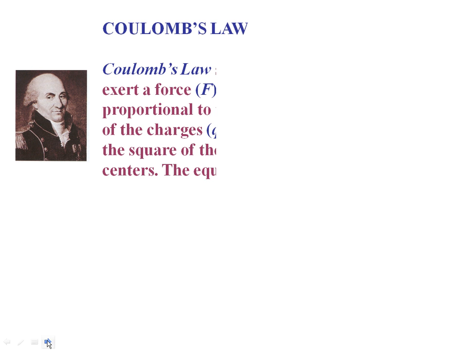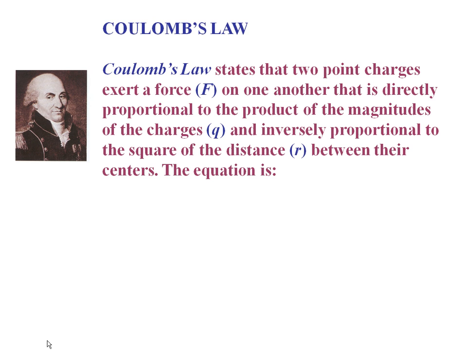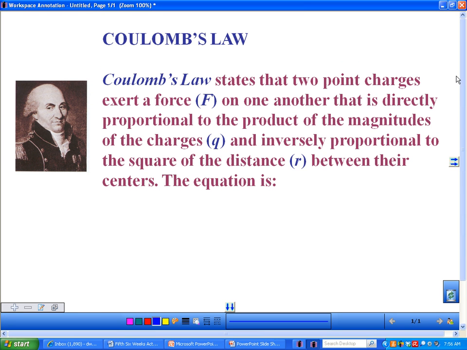So Mr. Coulomb says that two point charges exert a force on one another. It's directly proportional to the product of the magnitudes of the charges and inversely proportional to the square. So if you look at that, here's what he's really saying. He's saying that F is proportional to Q1 times Q2, where those are charges on objects 1 and 2, and inversely proportional to the square of their distance of separation, how far apart they are squared.